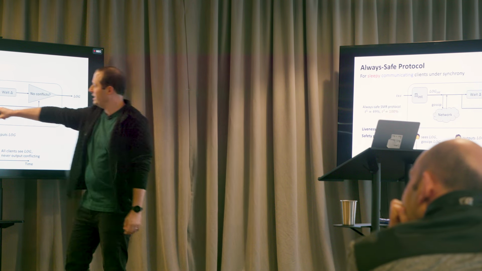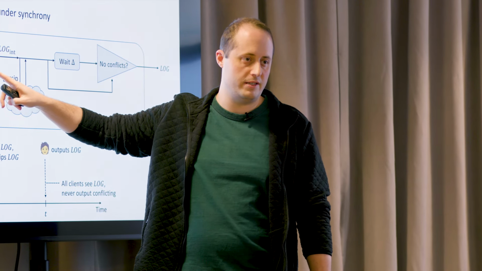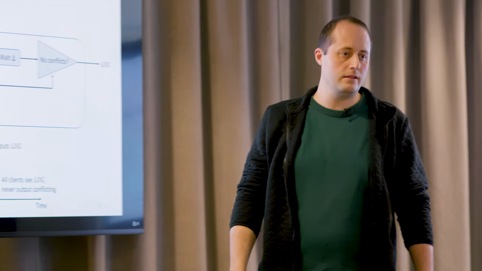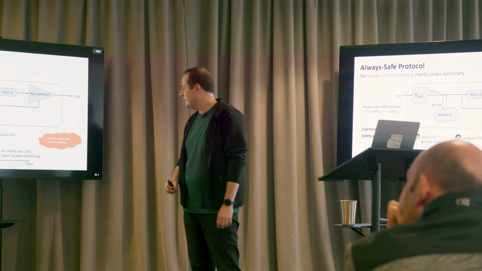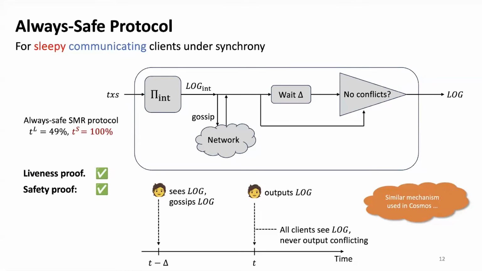If there is a conflicting output from here, it means that the adversary must be greater than 50%. So you don't have to provide liveness anymore, so you just stop outputting. Yeah. So that's the safety proof. And interestingly, there seems to be a somewhat similar mechanism going on in Cosmos.